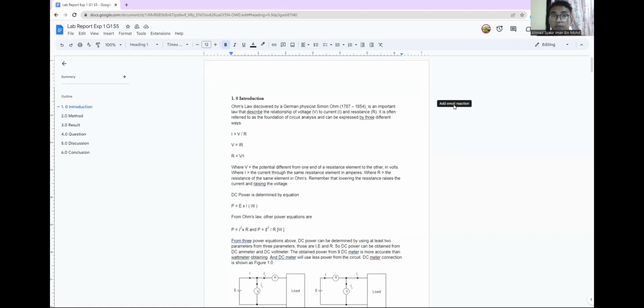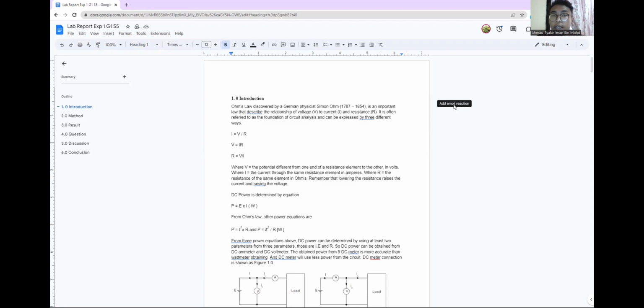Today I want to present the introduction. We start with Ohm's law, discovered by a German physicist. It is an important law that describes the relationship of voltage V to current I and resistance R. It is often referred to as the foundation of circuit analysis and can be expressed in three different ways.